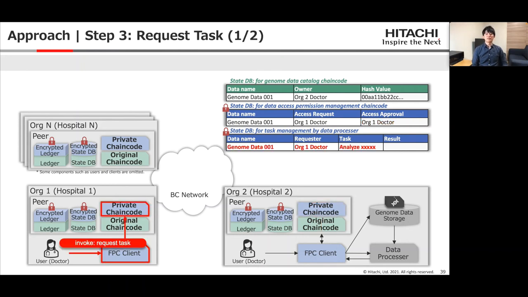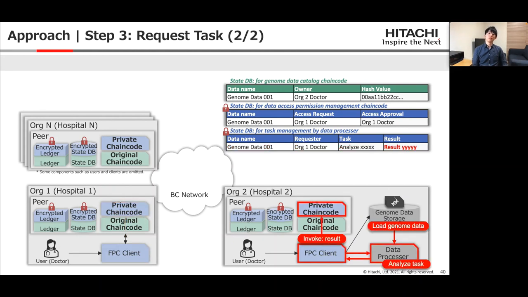When Organization 1 doctor gets the access right, the doctor requests Organization 2 to analyze the genome data. The request written by the doctor of Organization 1 is read, and the processing is started by the data processor of Organization 2. The data processor reads the specified genome data from the genome data storage. Finally, the results of the data processor's processing are written to the blockchain.